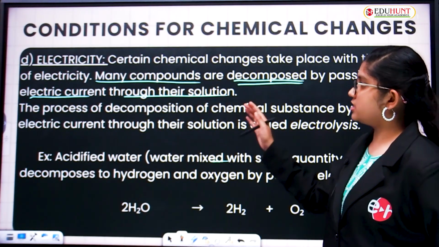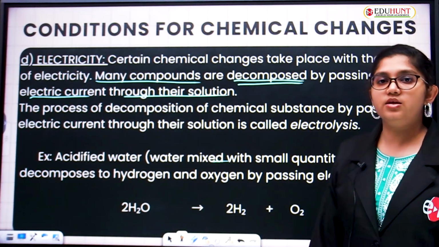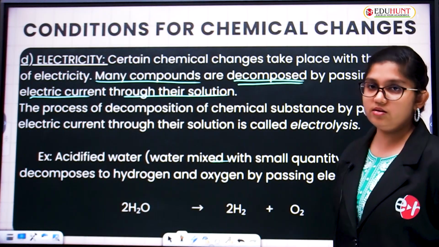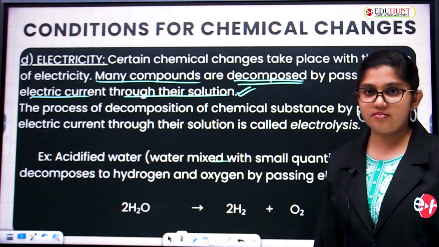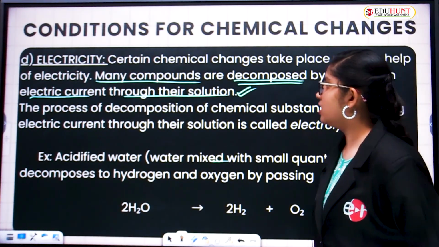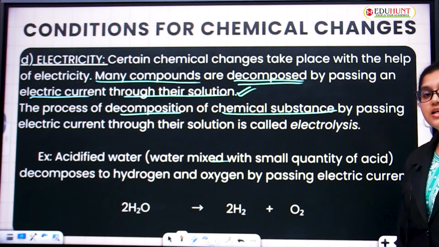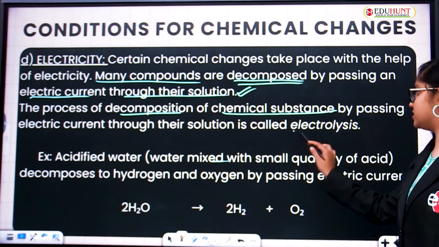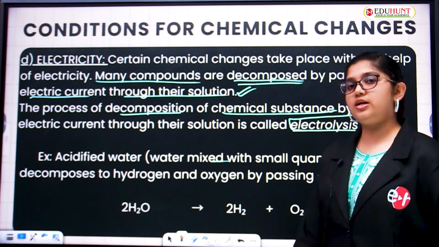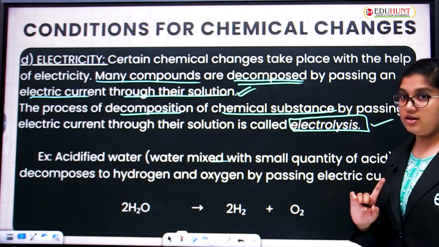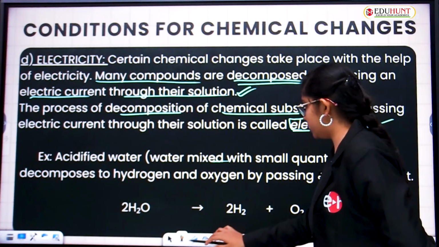So in such cases we can decompose the substances with the help of electric current. Through their solutions we can make them decompose. The process of decomposition of chemical substances by passing electric current through their solutions is called electrolysis. So the process that uses electricity to decompose, we call electrolysis. One word, children, electrolysis.